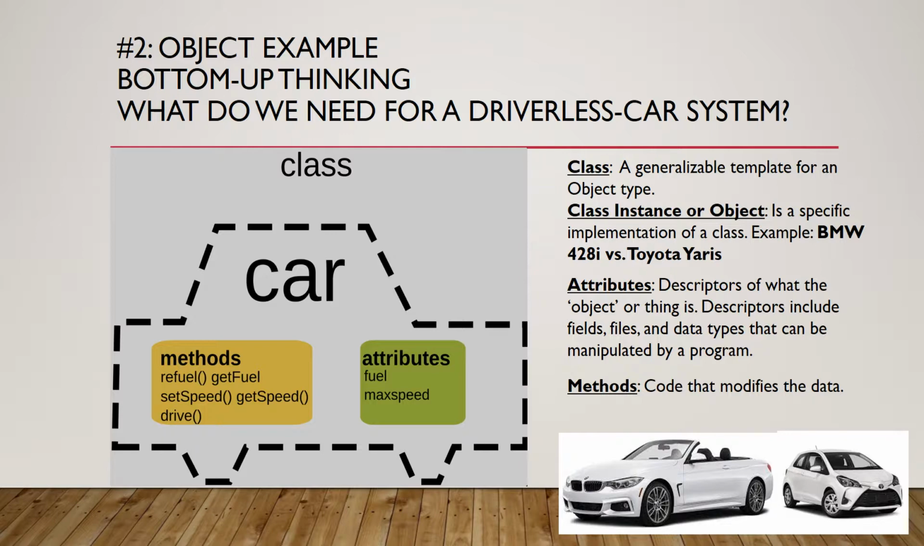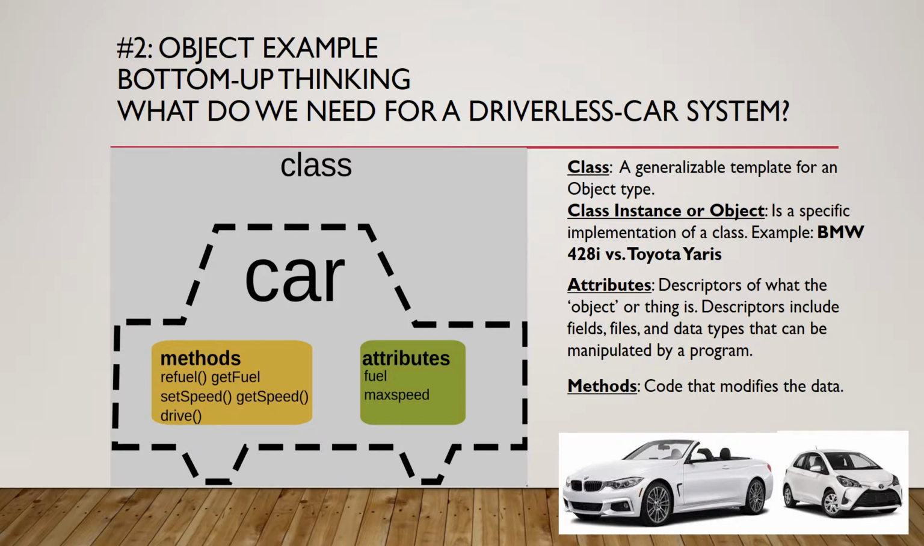Now, for any car, you have attributes. You'll have perhaps fuel type, the maximum speed. You'd have perhaps an entertainment center. You'll have all these different attributes, all these different features that you can have. So that attribute list can be quite extensive for a car.